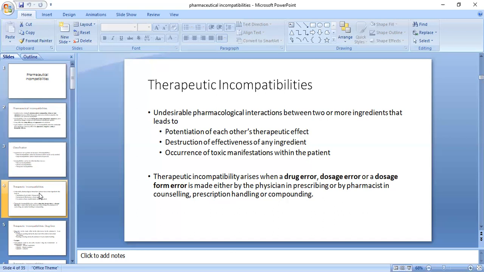Therapeutic incompatibilities arise when a drug error, dosage error, or dosage form error is made either by the physician in prescribing or by the pharmacist in counseling, prescription handling, or compounding. This type of incompatibility can be caused by both the physician and the pharmacist: the physician in prescribing, and the pharmacist in counseling, prescription handling, or compounding.